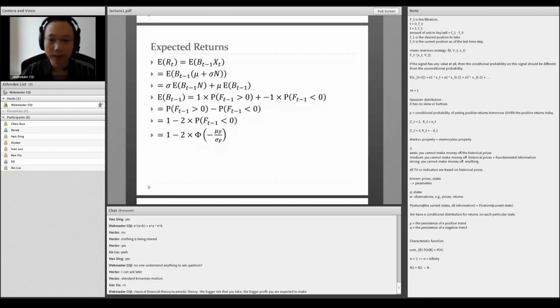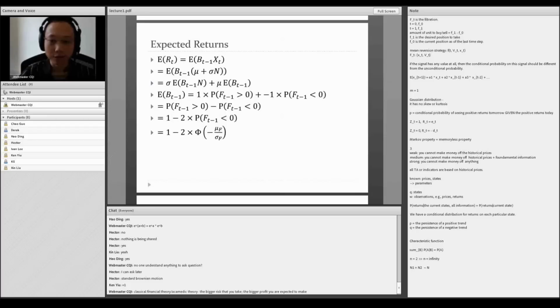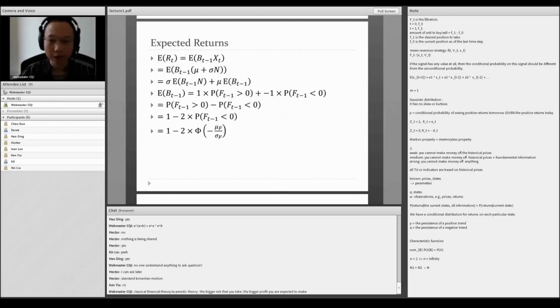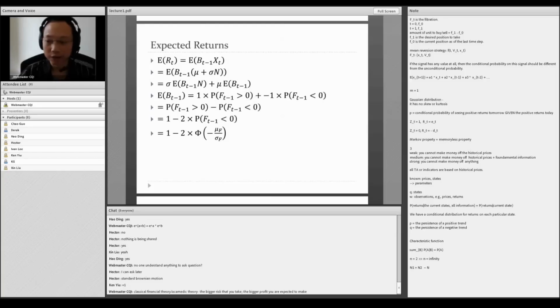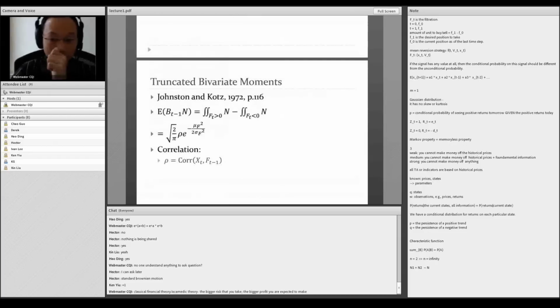So this is the mean of the indicator, and this is the variance of the indicator. This is just by definition of the probability function. So we take care now of the first term. We still need to compute the first term, which turned out to be quite complicated. In fact, it's so complicated that it's worth writing a paper for. These two guys published a paper in 1972 just to compute this term, and this is the solution. And rho is the correlation between your indicator and the asset returns.